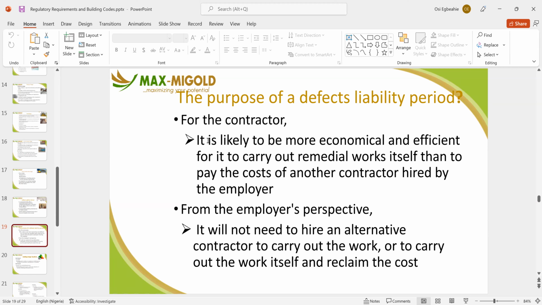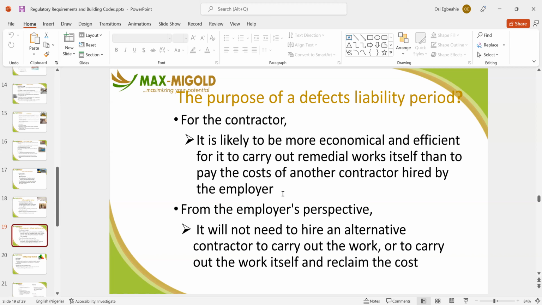For the contractor, it is likely to be more economical and efficient to carry out remedial works itself than to pay the cost of another contractor hired by the employer to do it. Once there is a defect, it's cheaper for the contractor to just go and do it than for the client to get somebody else. And if somebody else does it, they will take the money out of the deferred liability period to pay the contractor appointed by the client. So it's always better for the contractor itself to do it.